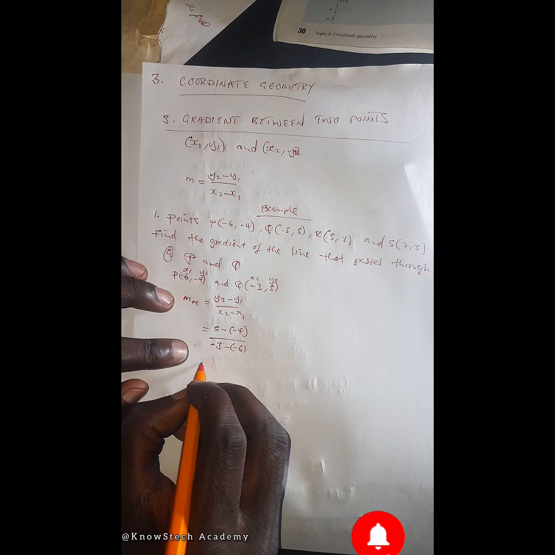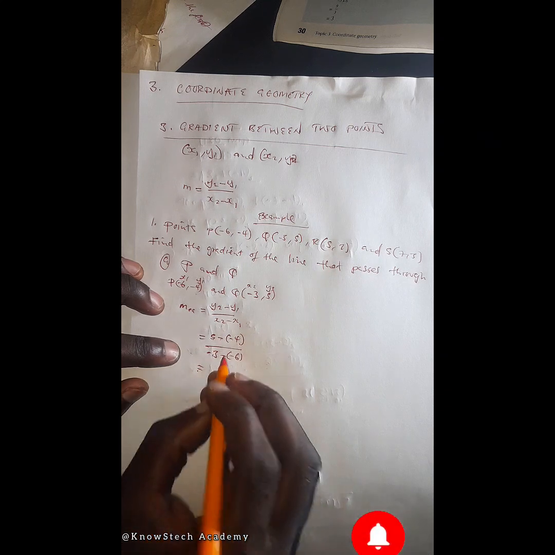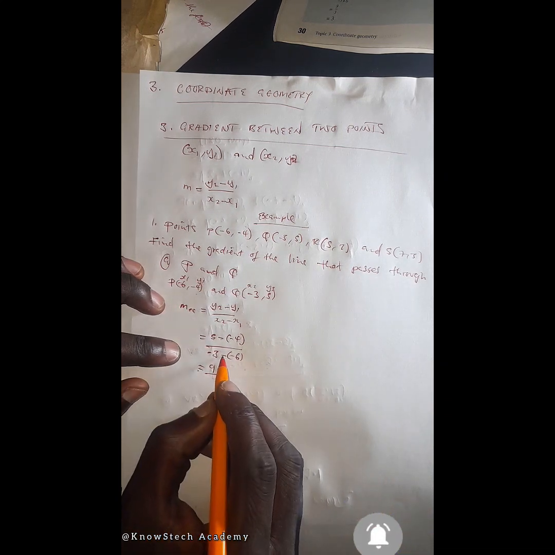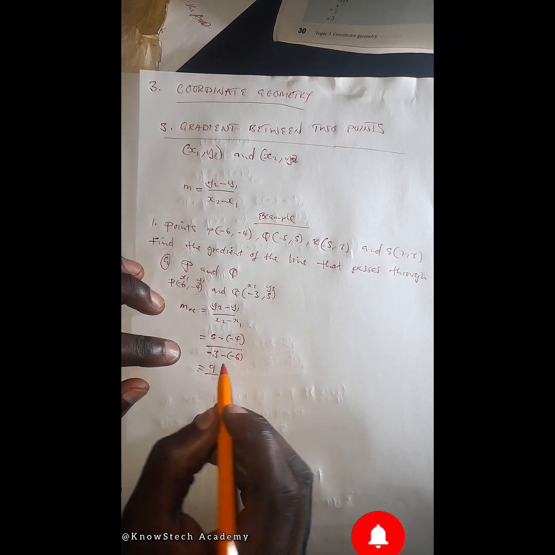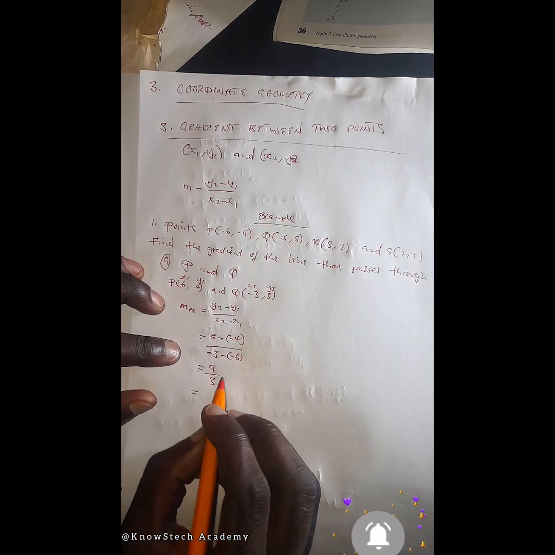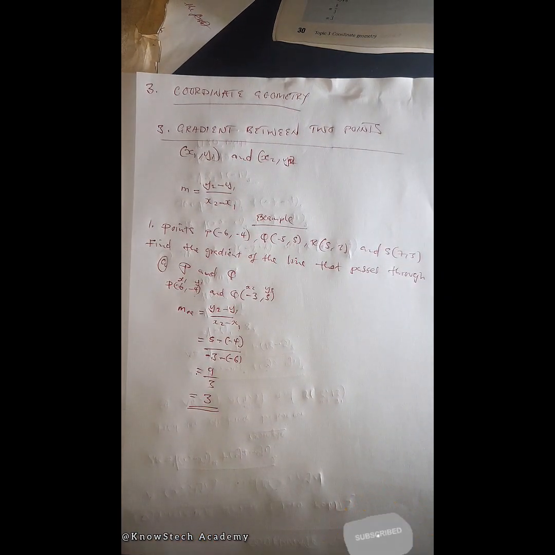All right, so this one is giving us negative times negative, positive 4. 5 plus 4 is positive 9. Negative times negative is positive, so here you have -3 plus 6, which is just +3. So the gradient here is just 3. Okay.